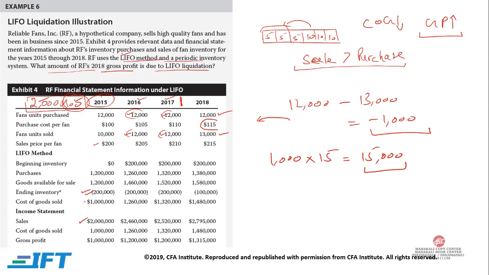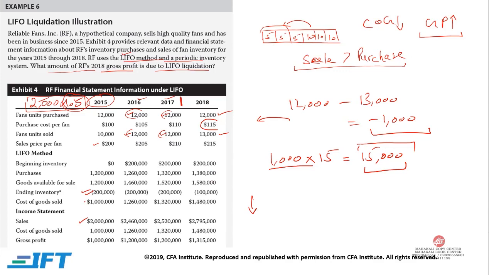Now if instead we would have purchased 13,000 pants instead of 12,000, then our cost of goods sold would increase by 15,000. But over here, because we are eating away into our older inventory and using 1,000 pants, we are using the purchase price of 100 in cost of goods sold. So this is going to decrease our cost of goods sold.